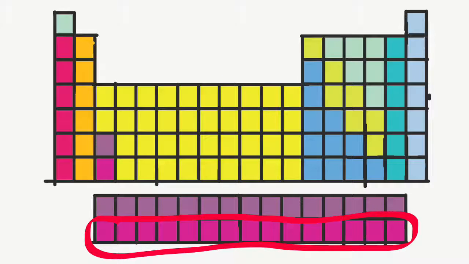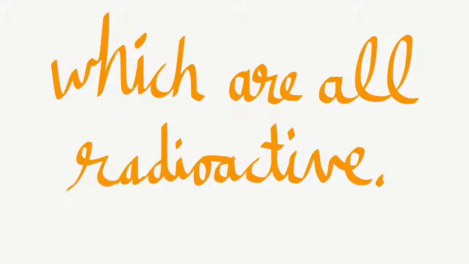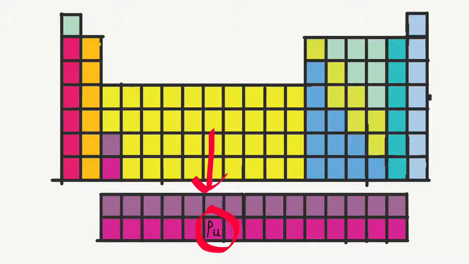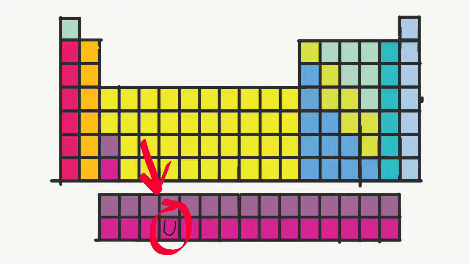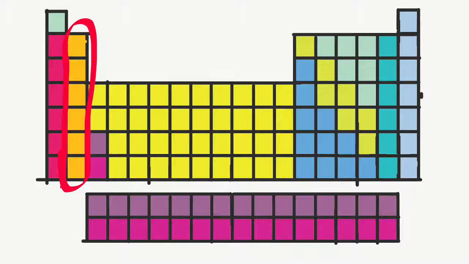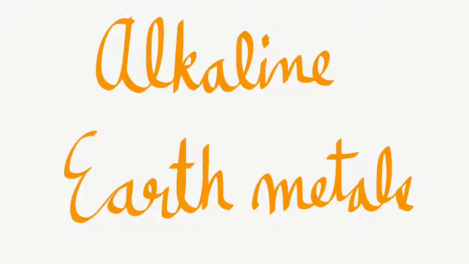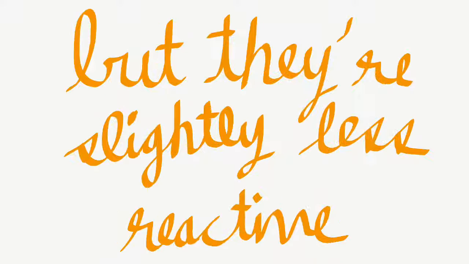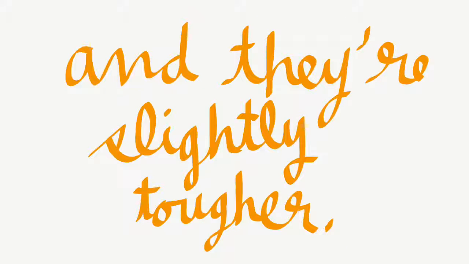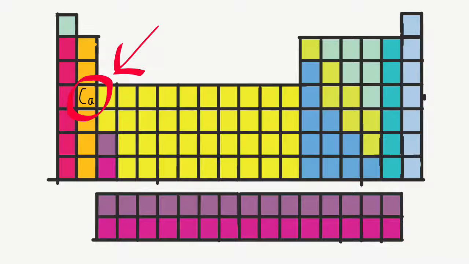The slightly more reddish ones are actinoids, which are all radioactive. Plus, most of them are man-made. Plutonium is an actinoid. Uranium is also an actinoid, but it's not man-made, unlike the other actinoids. The orange squares are alkaline earth. Alkaline earth metals are like alkali metals, but they're slightly less reactive, and they're slightly tougher. Calcium is an alkaline earth metal.